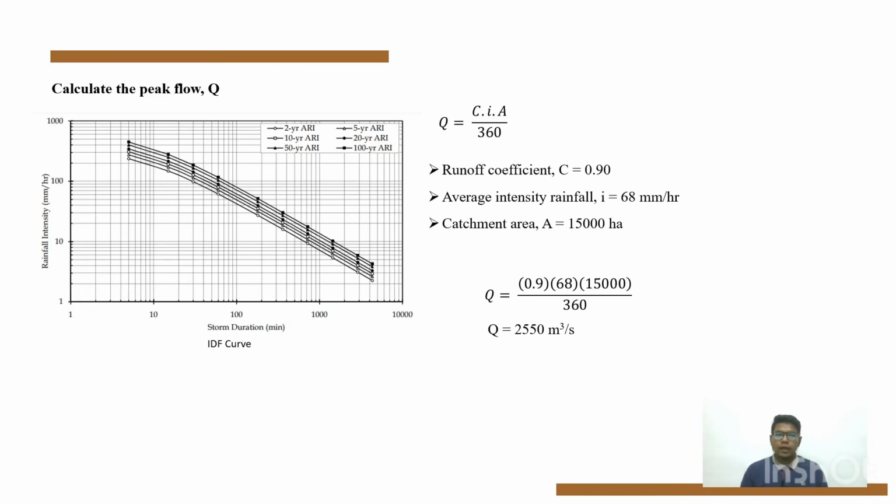Then we will calculate the peak flow by using the formula CIA divided by 360, where the C value is 0.90 and the I value is 68 millimeter per hour, which we get from the IDF curve. And after that, the catchment area is 5,000 hectare, which we get from the catchment area that we changed from square kilometer to hectare, and the peak flow that we got is 2,550 meter cube per second.